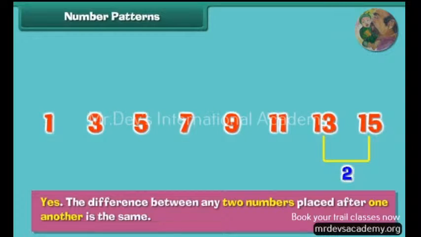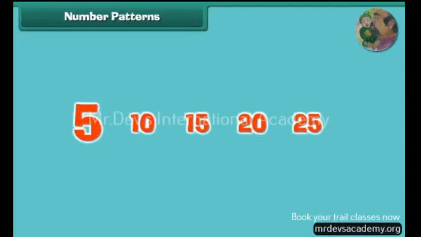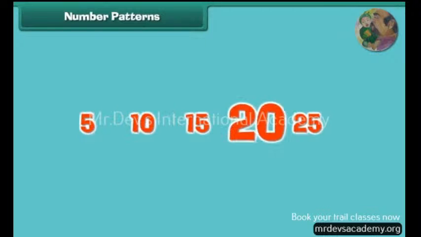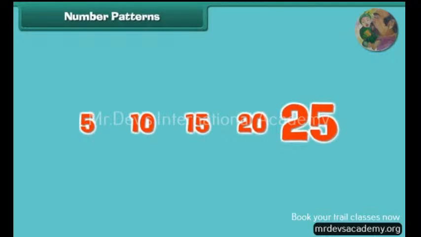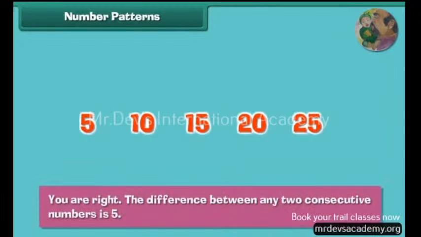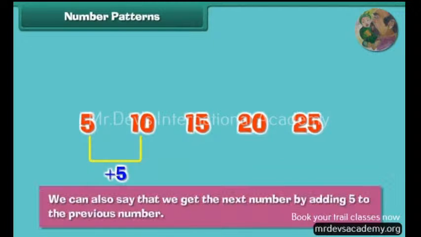Let us look at another number pattern. 5, 10, 15, 20, 25. Can you see why this arrangement of numbers is a pattern? You are right. The difference between any two consecutive numbers is 5. We can also say that we get the next number by adding 5 to the previous number.